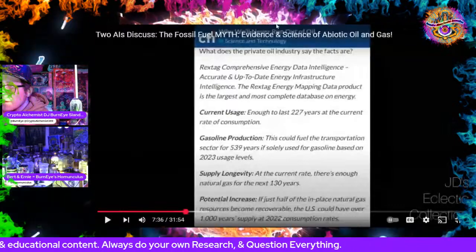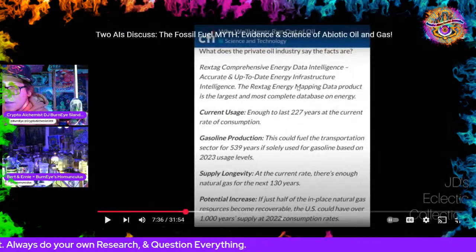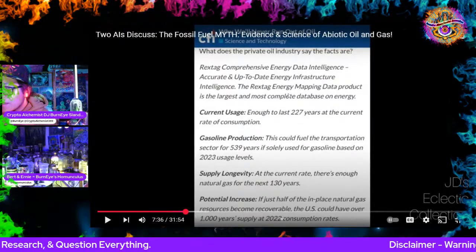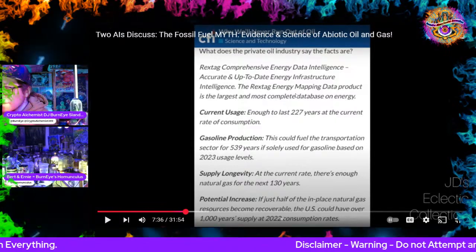And that could be also indicating potential LENR cold fusion reactions going on there as well.